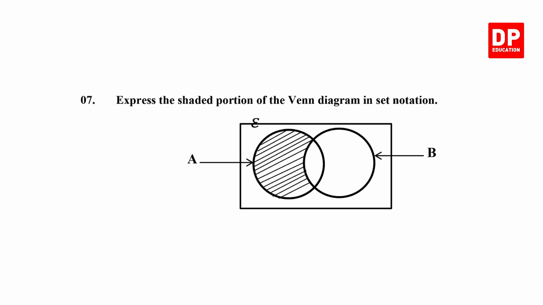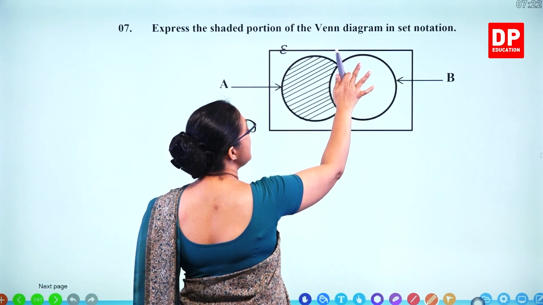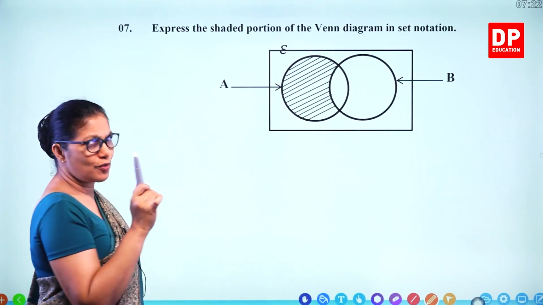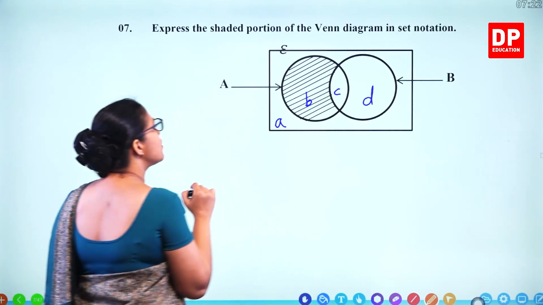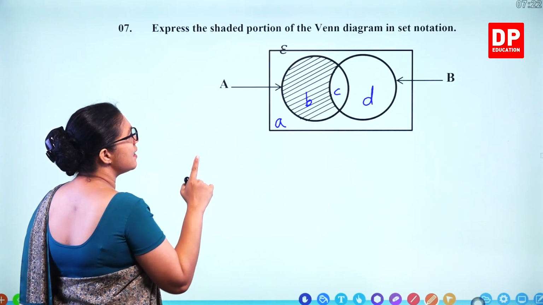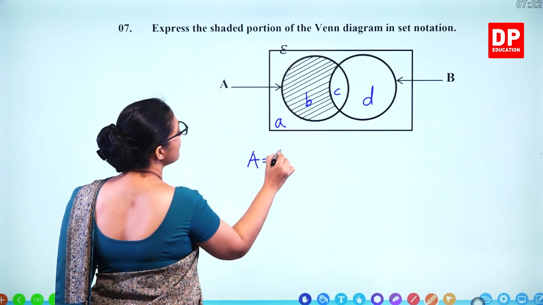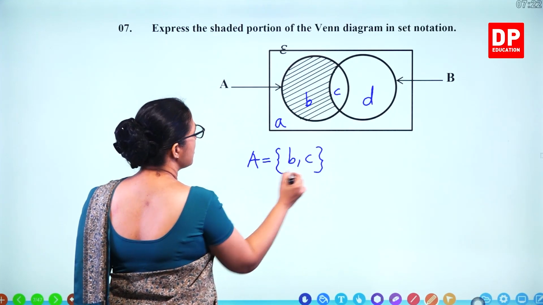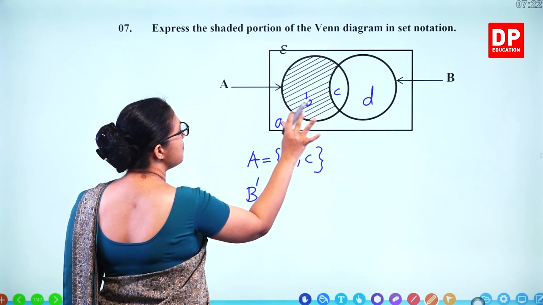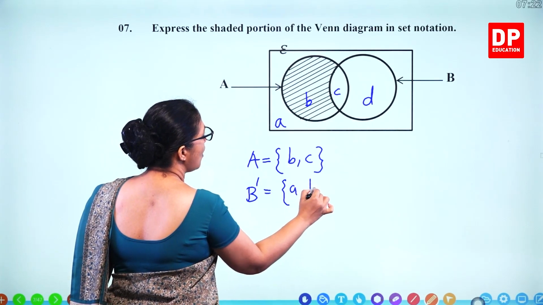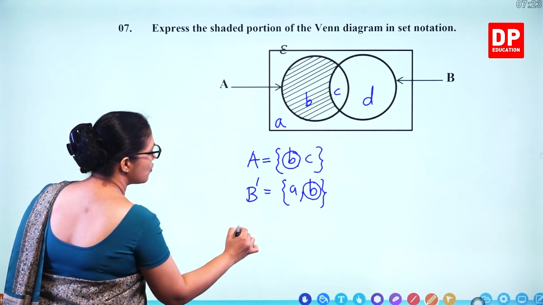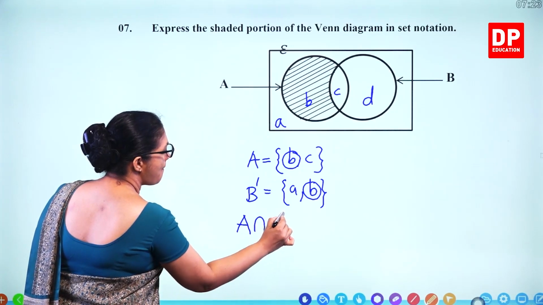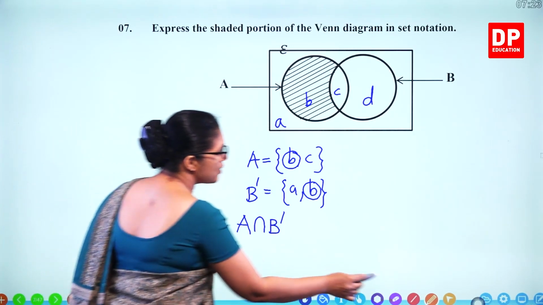Express the shaded portion of the Venn diagram in set notation. So this is outside B but inside A. You can straight away write. If you can't do that, just write down all these regions like this and see. What's A? A is B and C. What's B dash? Outside B, A and B. Now we need only B. B is the shaded part. That means only the common part. So A intersection B dash. So you get 2 marks for that.